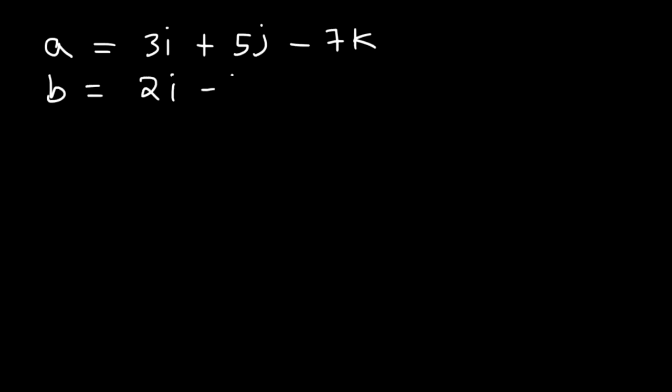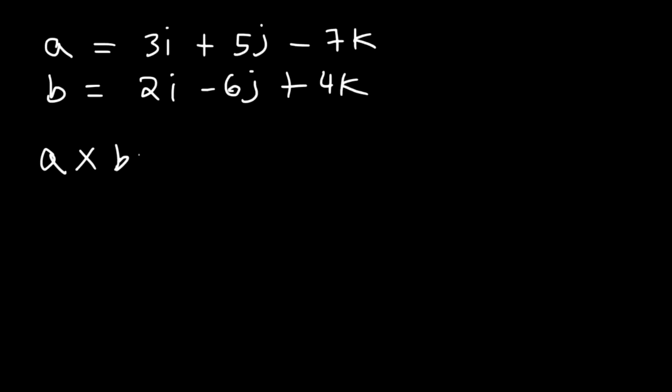In this video, we're going to talk about how to find the cross product of two vectors. So let's say vector A is 3i plus 5j minus 7k, and vector B is 2i minus 6j plus 4k. So what is the cross product of vectors A and B? How can we find the answer?